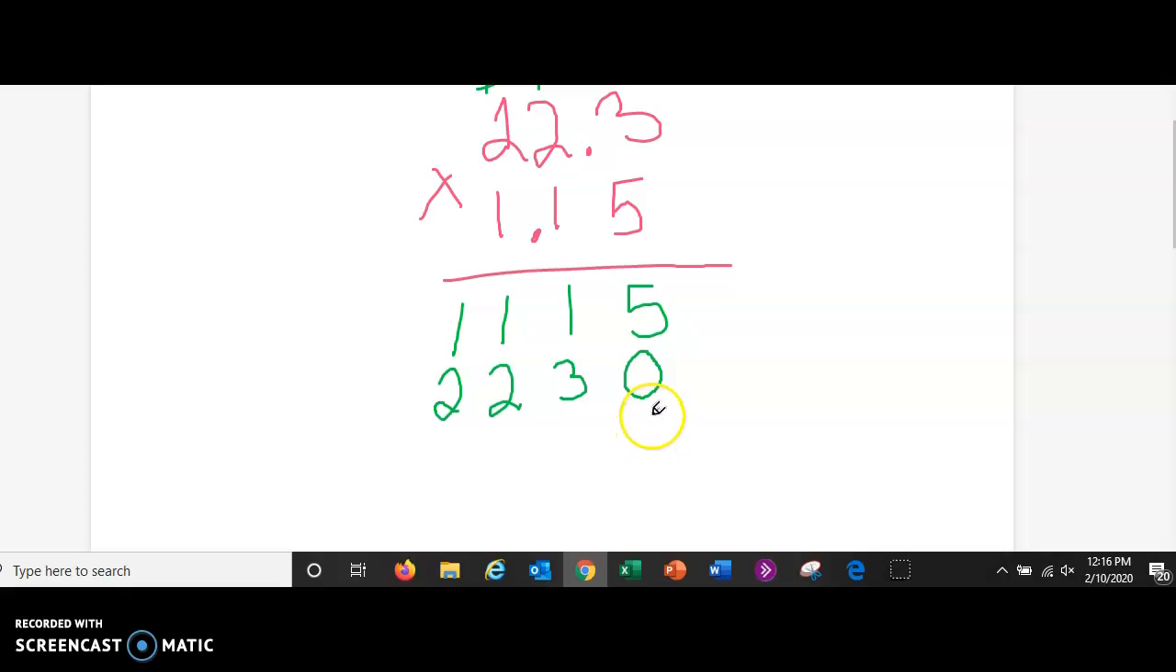All right, I'm going to fill in another 0 here and another 0 because I'm moving over place values. And it's 1 again. So 1 times 3 is 3. 1 times 2 is 2. 1 times 2 is 2.